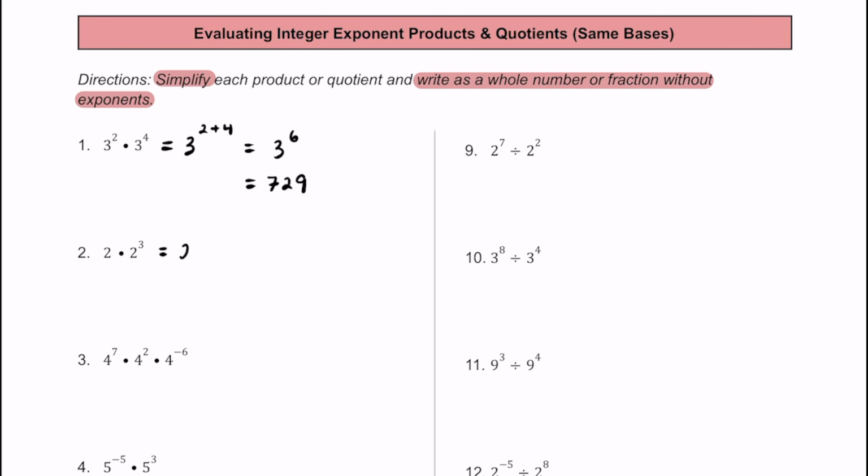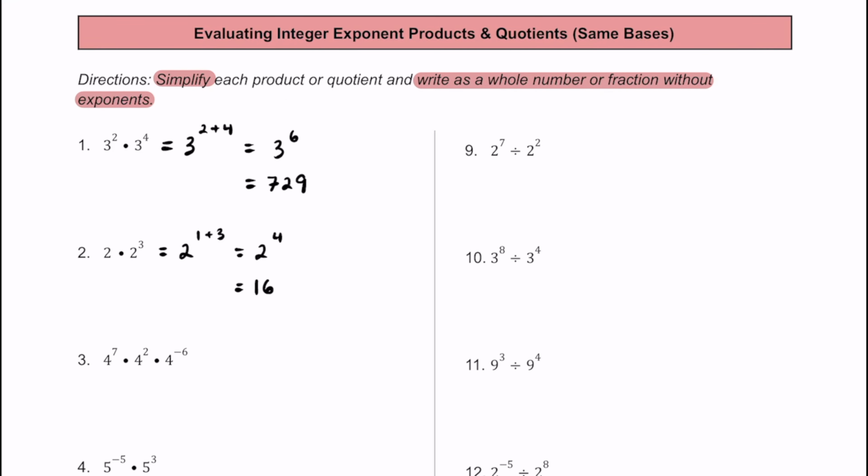Now keep in mind, this is really 2 with an invisible 1, so we're going to add those exponents together because we have the same base, so 2 to the first power times 2 to the third power. So adding 1 plus 3, that's 4, so this is 2 to the fourth power. Now 4 2's being multiplied together is going to equal 16, which is going to be the value of this expression.